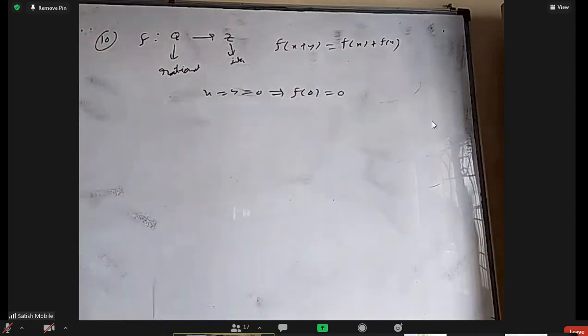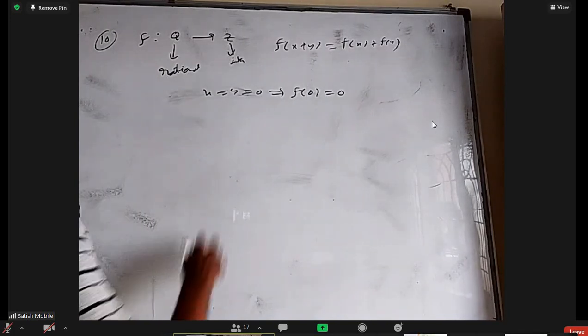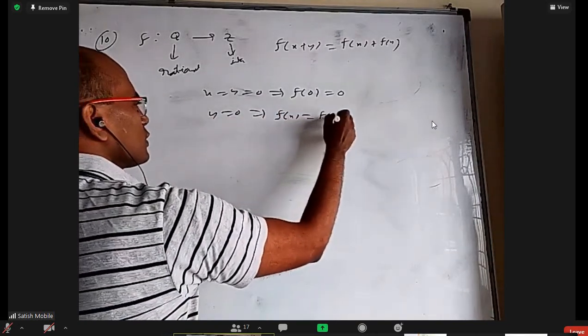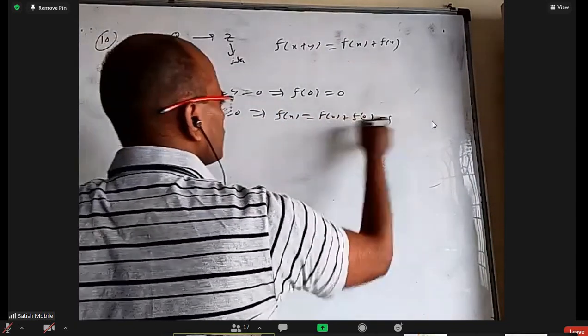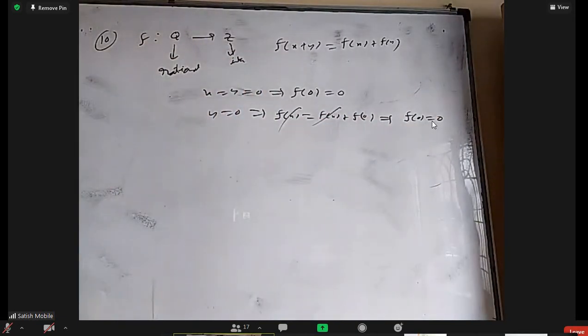f of 0 equal to 2f of 0 will come, so that f of 0 equal to 0. Or if you put only y equal to 0 also it will come. We'll get f of x is equal to f of x plus f of 0. f of x will cancel, you get f of 0 equal to 0. Either way, that is one thing we need.